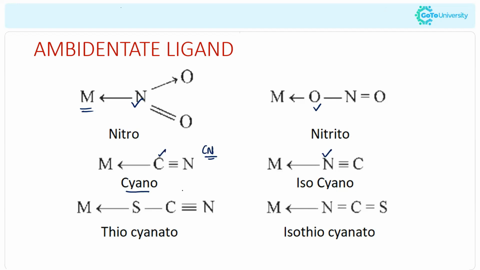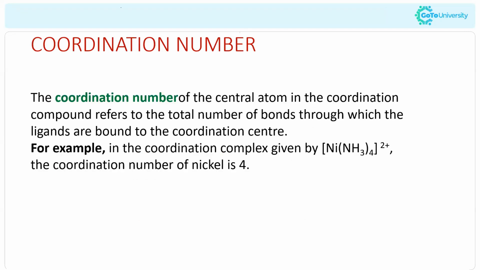If they are using carbon, it will be cyano. If they are using nitrogen, that will be isocyano. Like that. Similarly, the thiocyanato. If they are using the sulfur, thiocyanato. If they are using the nitrogen, that is called isothiocyanato. Like that. This is how we are writing the ambidentate ligands.